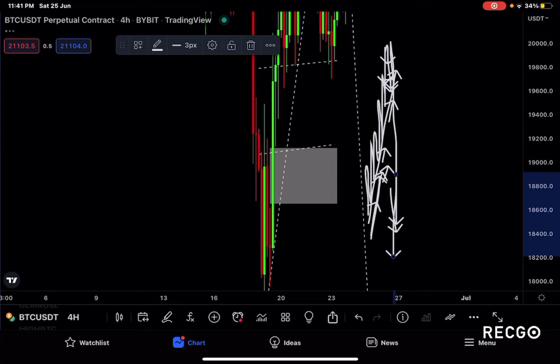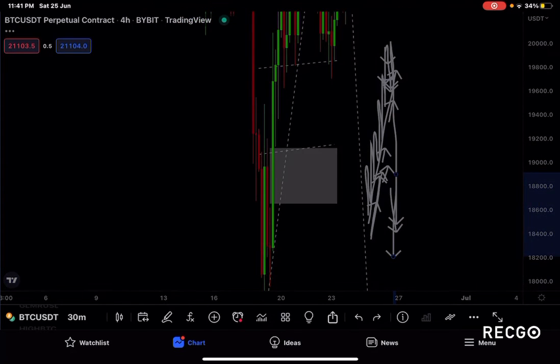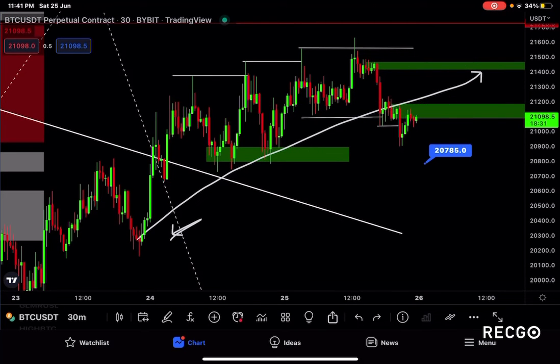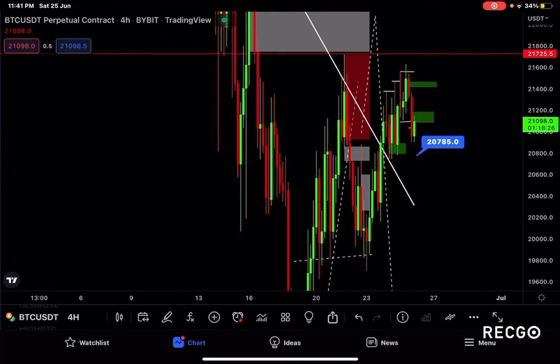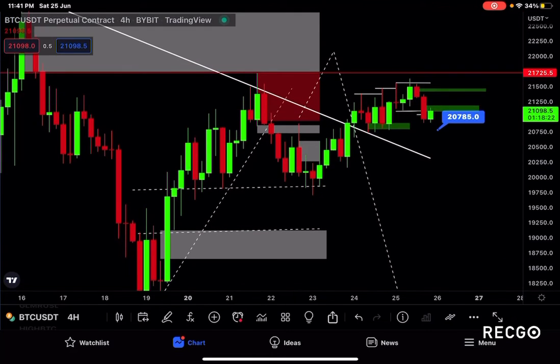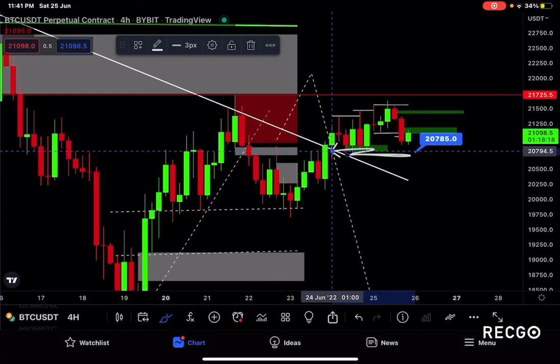So jumping on the 4-hour time frame, let me remove all this stuff from here. Okay, now it's looking good. So jumping on the 4-hour time frame, what I'm seeing on this time frame is support like here. It was actually an area of inefficiency on the 30-minute time frame. That's why I predicted this zone should be tested. That's why price came and tested this zone perfectly.